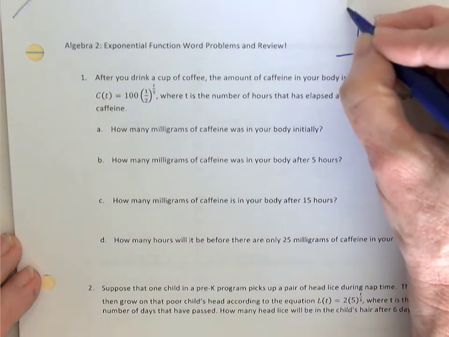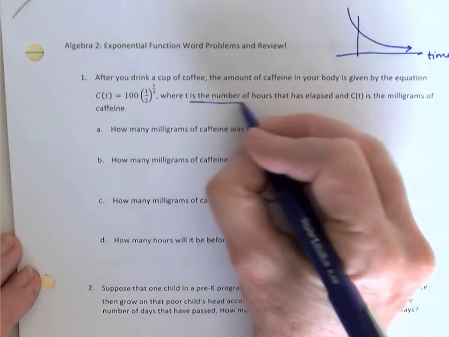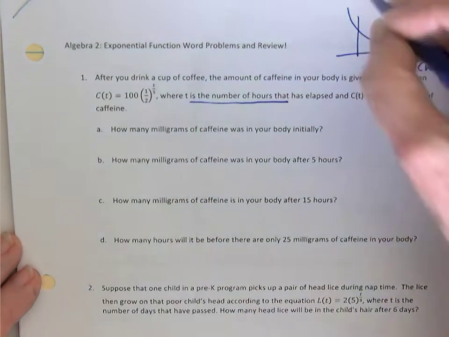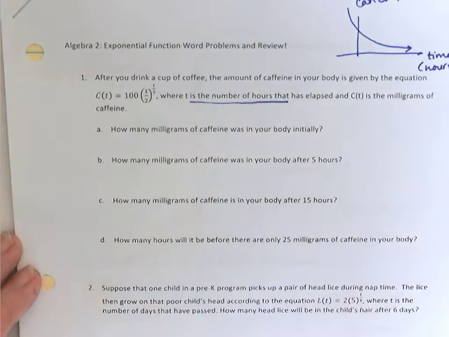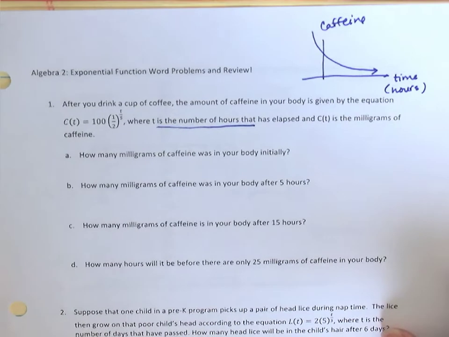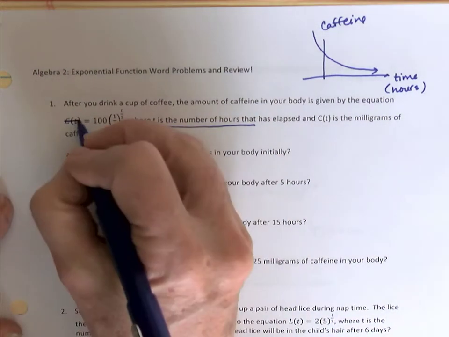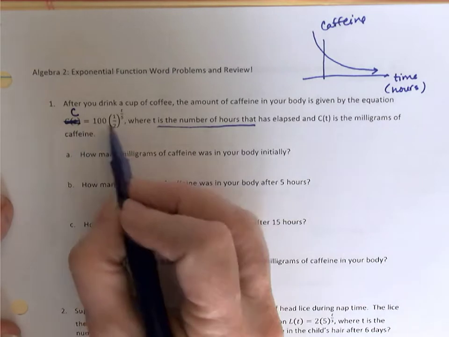So if I was going to look at the graph of that, it's going to look something like that, right? And I'm looking at time, which is the number of hours, so time in hours, versus caffeine, which is going to be in milligrams. Okay, but nevertheless, they give us the equation. And if it makes it easier for you, just think of that as C equals, so C as a function of T.